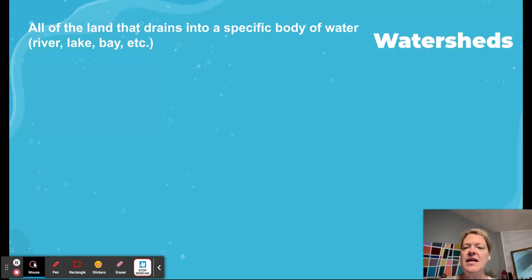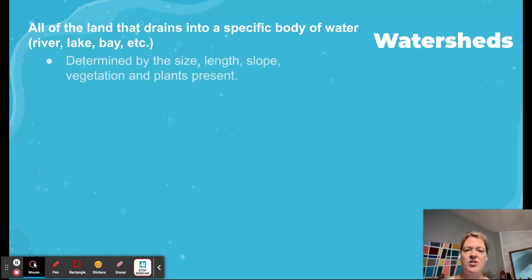Okay, so watersheds are basically all of the land that drains into a specific body of water. So when it rains, all of the land in an area where the water moves into, let's say, the Ohio River or the Chesapeake Bay, that's a very famous watershed that AP College Board likes to talk about. So it's either a river or a lake or a bay or whatever it is. All of that land area is called a watershed.